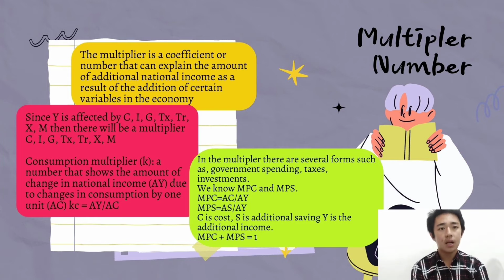And the multiplier itself has several forms such as government spending, taxes, investment, and so on. We know MPC and MPS. MPC equals ΔC by ΔY, MPS equals ΔS by ΔY. C is consumption, S is additional saving, Y is the additional income. Keep in mind that MPC plus MPS equals 1.